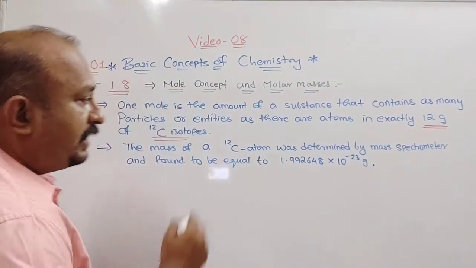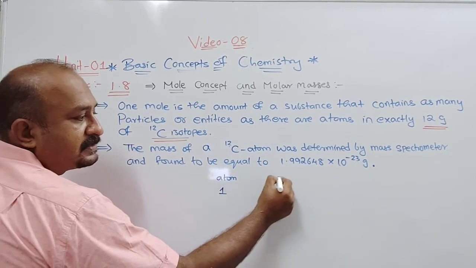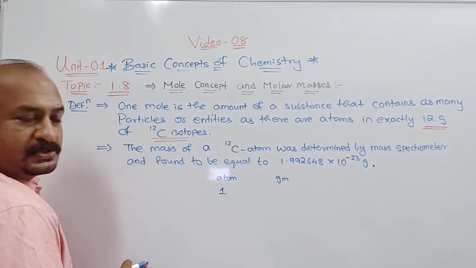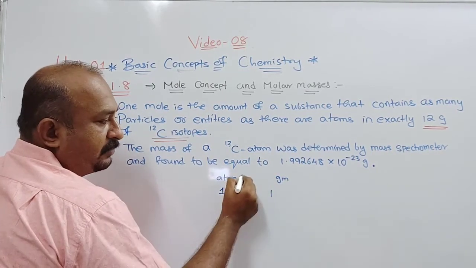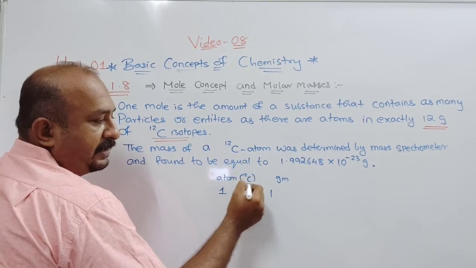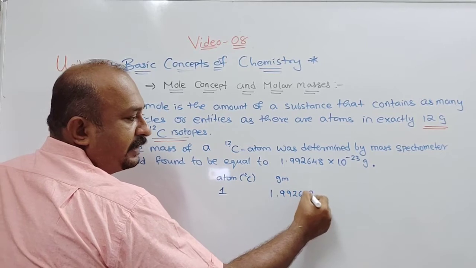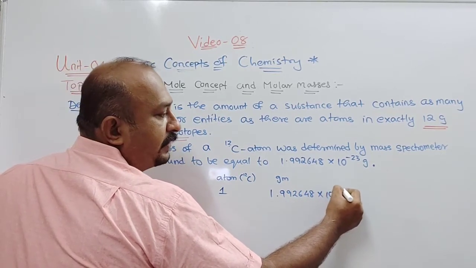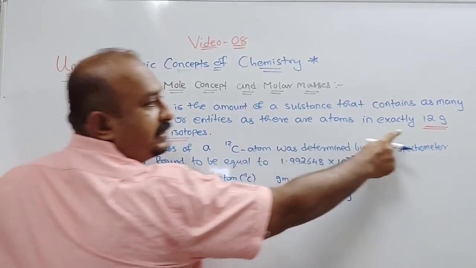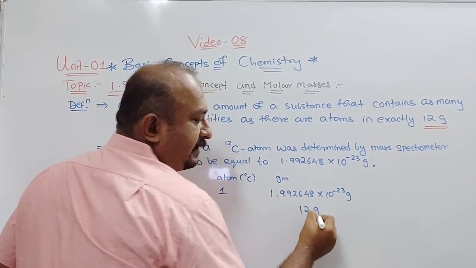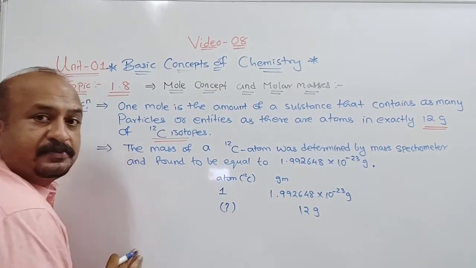Understood? So pay attention here, this is atom and this is gram. One atom of carbon, C12 carbon atom, has weight 1.992648 into 10 raised to minus 23 gram. Understood or not? So how many gram is it of carbon? Carbon is 12 gram. So 12 gram carbon contains how many atoms?